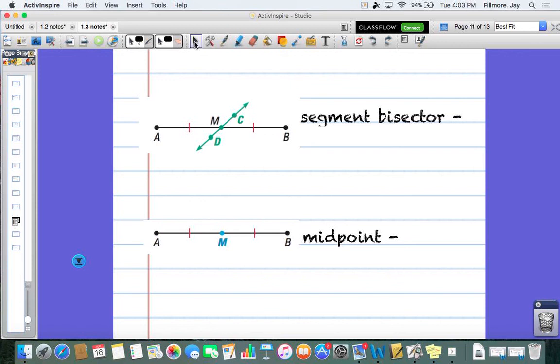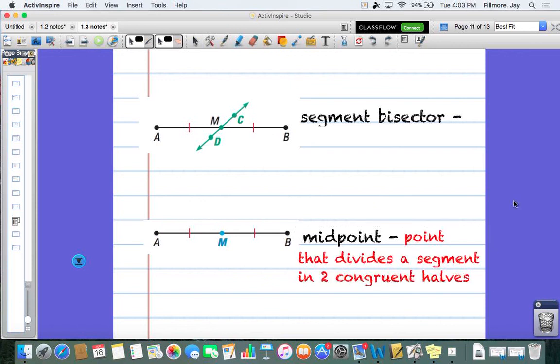So let's start with midpoint down here, and then we'll look at segment bisector. Midpoint is a point that divides a segment into 2 congruent halves. Remember, congruent means the same length. So if this half is 7, so is the other half. That's a midpoint, usually labeled as M. This is the definition of a midpoint, which will come up quite a bit this year, so make sure you note it down.